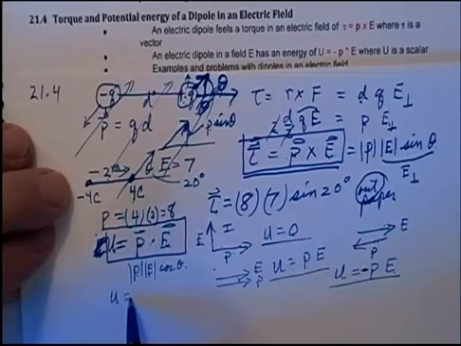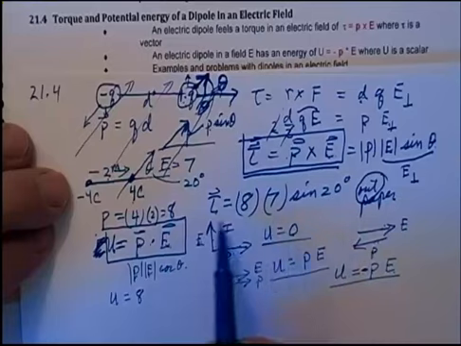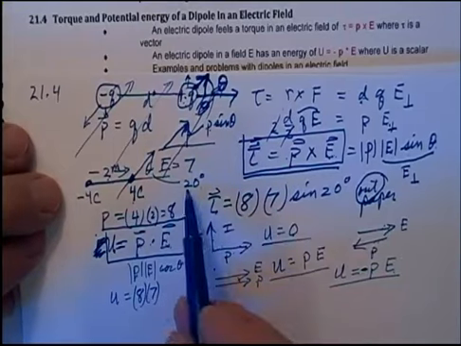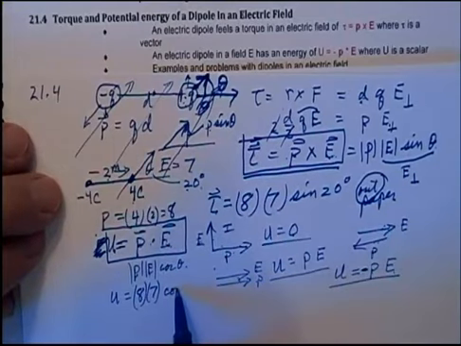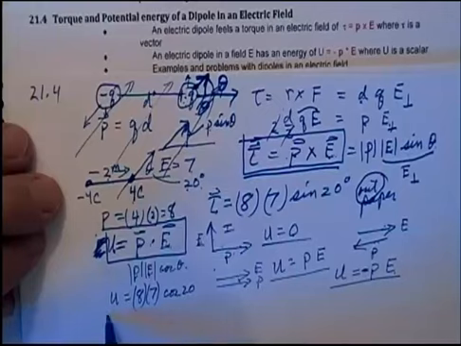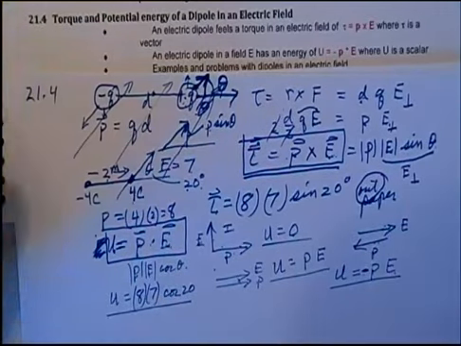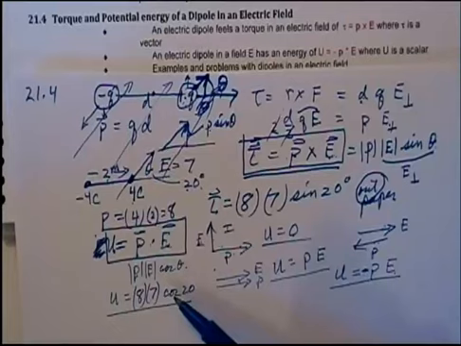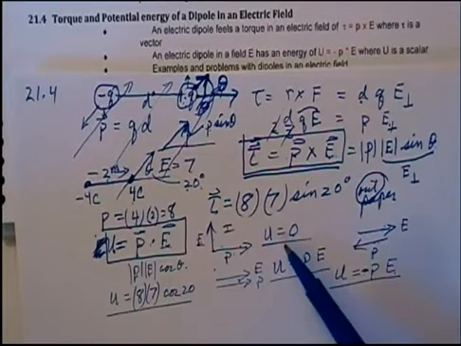U in this case would be 8, which is P, times E, and what did we say the electric field was? 7. In this case above. And then if the angle were, say, 20 degrees, this would be the cosine of 20 degrees, and that would give the energy. And so this is very useful for finding how much energy is stored by having a whole bunch of dipoles in an electric field. And if those dipoles are perpendicular, it's zero.